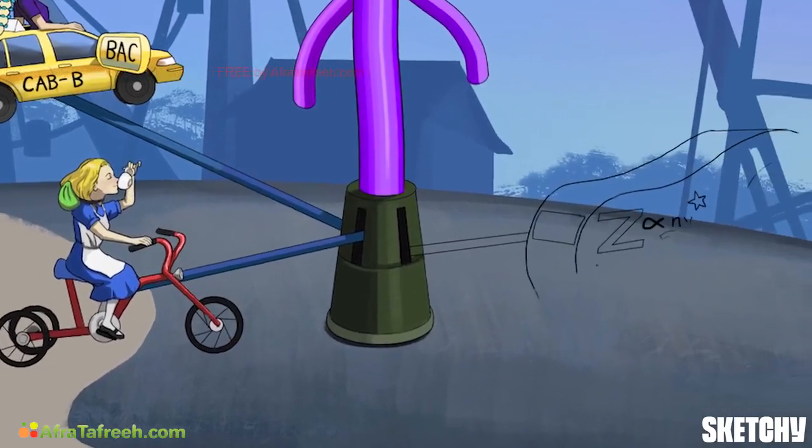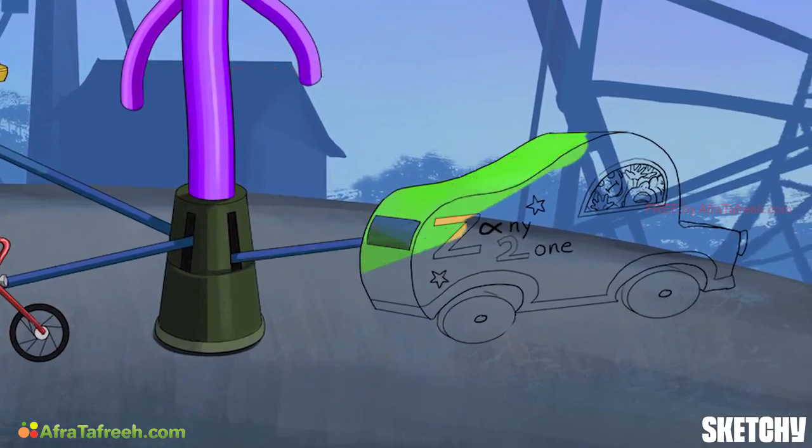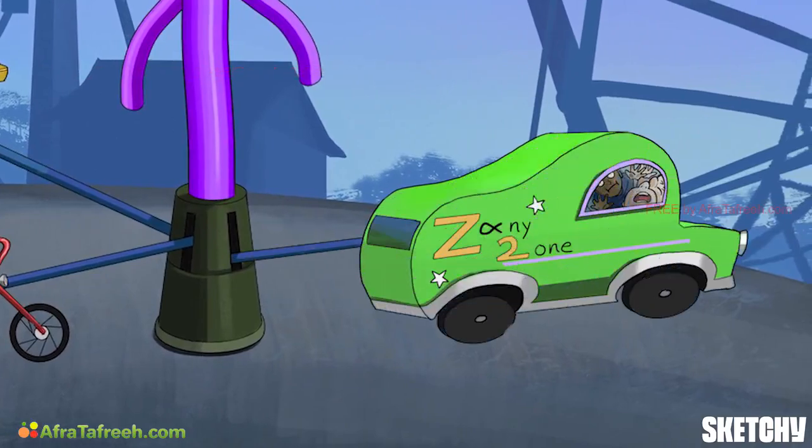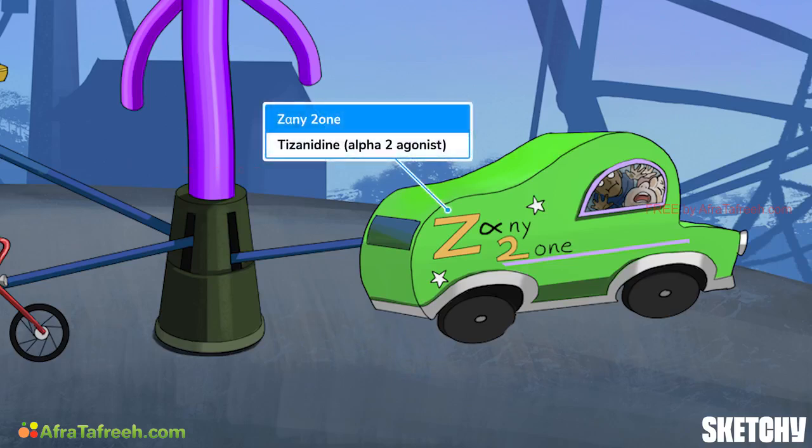Alright, so the final car on this ride is a bit zanier than the others. It even says Zany Zone right on the side. Zany is for tizanidine. And see that alpha 2? That's because tizanidine is an alpha 2 agonist. It works by decreasing the release of norepinephrine from the sympathetic neurons.